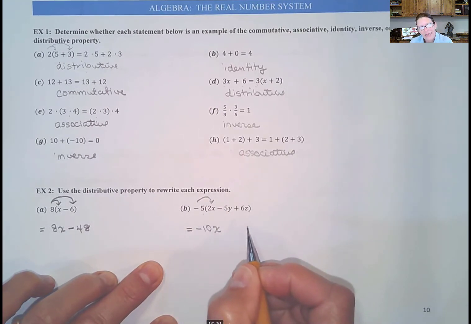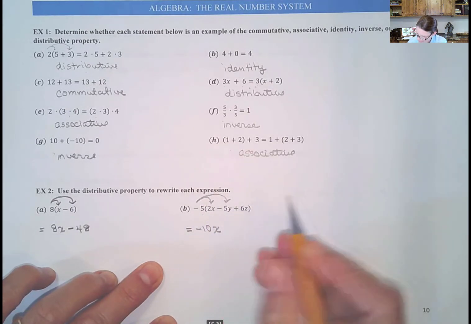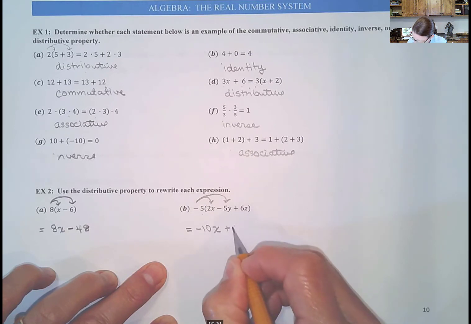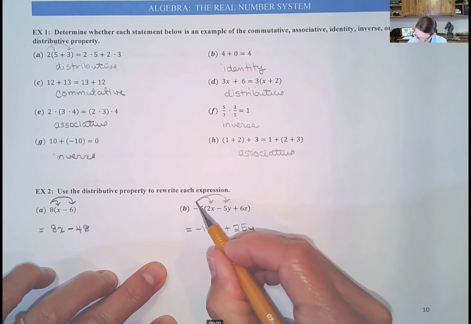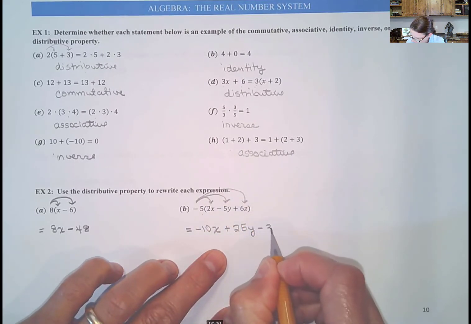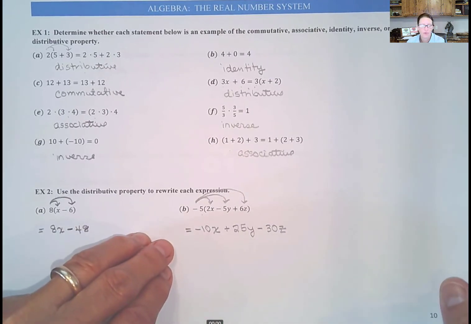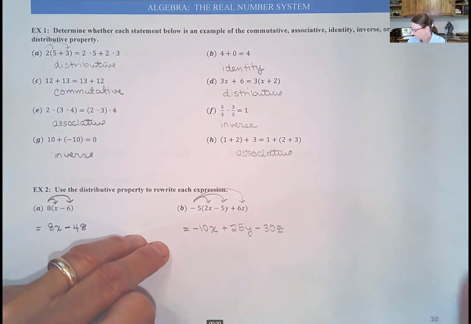We're multiplying the numbers out front, aren't we? Negative 5 times negative 5y is positive 25y. And negative 5 times 6z is negative 30z. We're multiplying the numbers in front. And those numbers are also called coefficients.